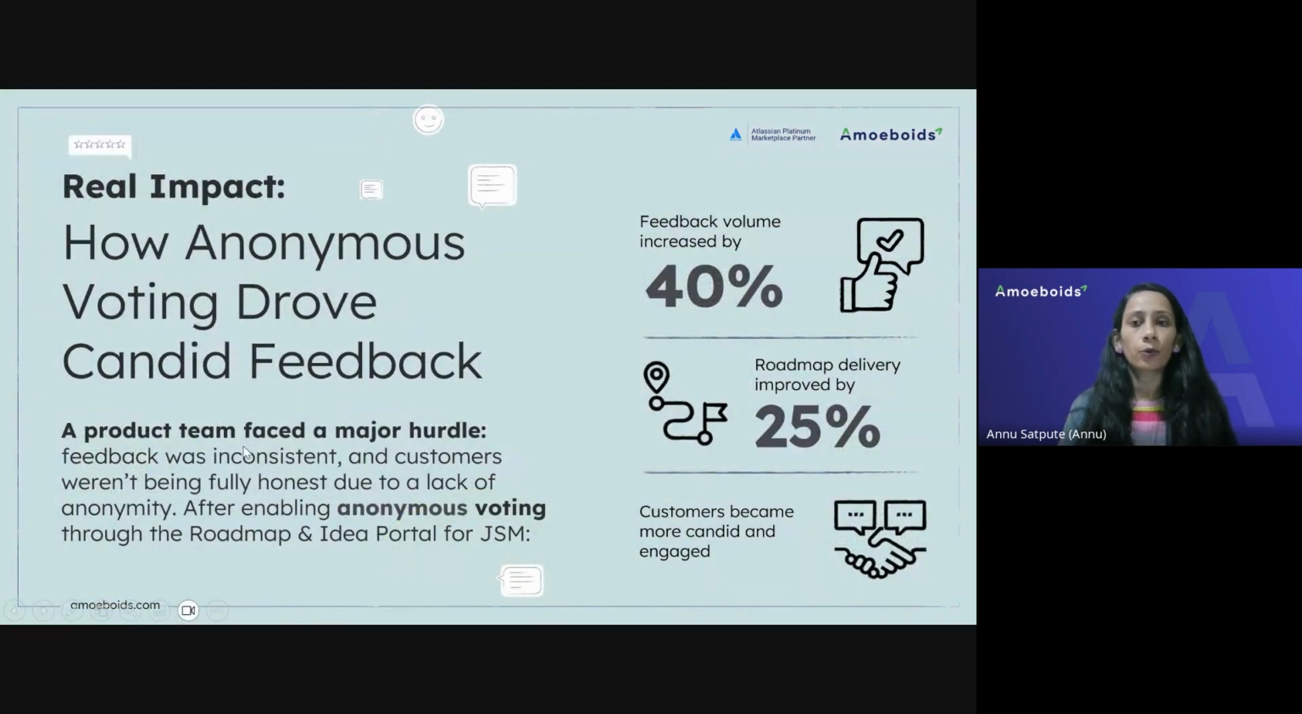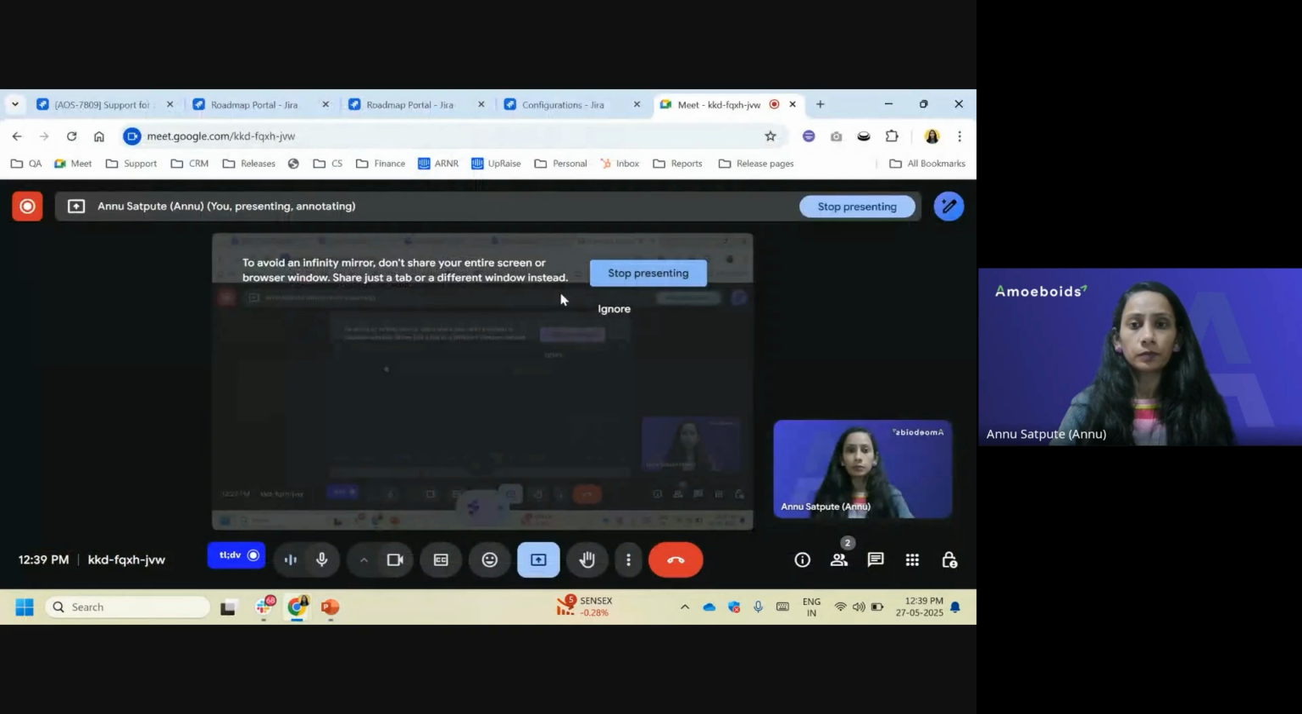Before that, I'll talk about a quick customer success story where one of the customers was struggling with prioritizing the roadmap, prioritizing the ideas they were getting on the JSM. The feedback and engagement from customers was so inconsistent, they were not able to make a decision on which idea to pick first, or how to prioritize the roadmap and those ideas, because they didn't want to make their stakeholders or customers feel unheard.